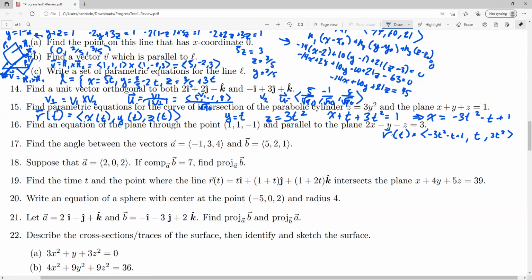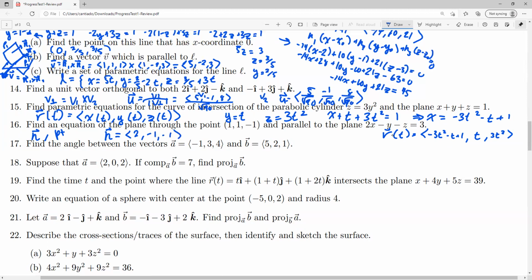So in 16, though, we have to find an equation of the plane through the points and parallel to this plane. Okay, so again, what do we need for an equation of a plane? We need the normal vector and a point. Well, they gave us a point. What is the normal vector? Well, if we want a plane to be parallel to another plane, that just means that their normal vectors are the same. So the normal vector for our plane is the normal vector of this plane right here, which is going to be 2, -1, -1.